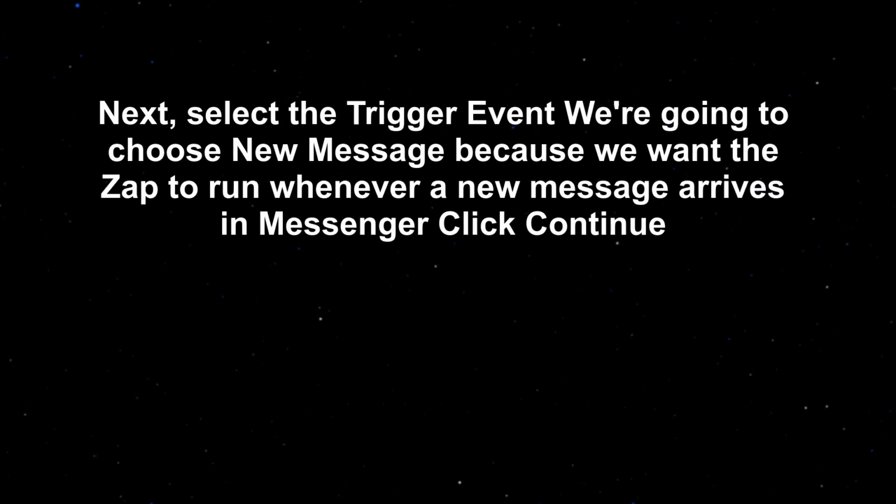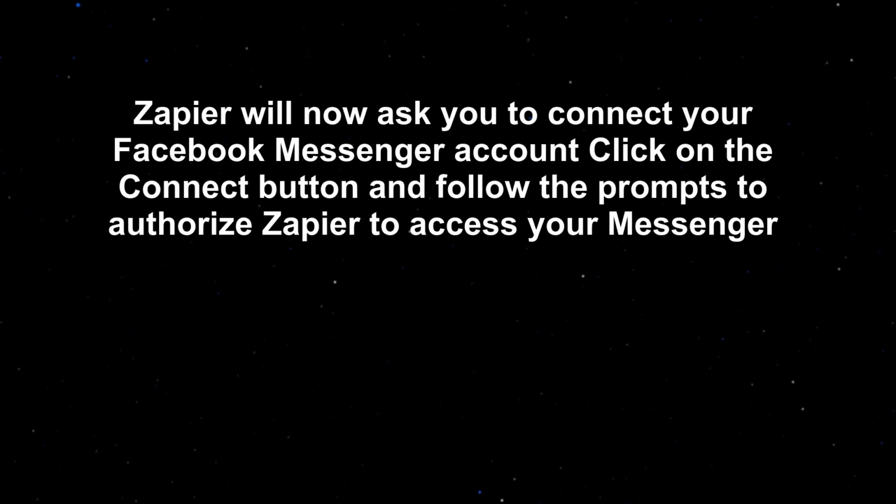Next, select the trigger event. We're going to choose new message because we want the Zap to run whenever a new message arrives in Messenger. Click Continue. Zapier will now ask you to connect your Facebook Messenger account. Click on the Connect button and follow the prompts to authorize Zapier to access your Messenger.